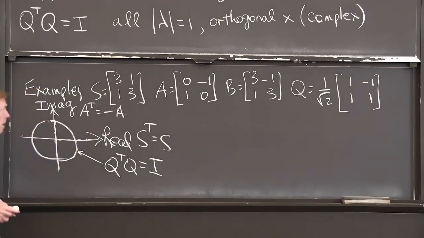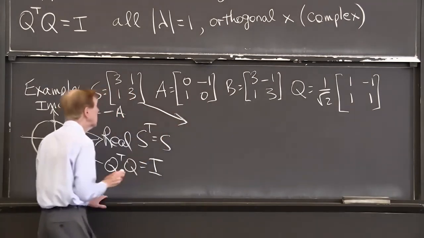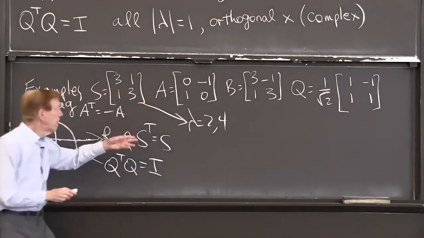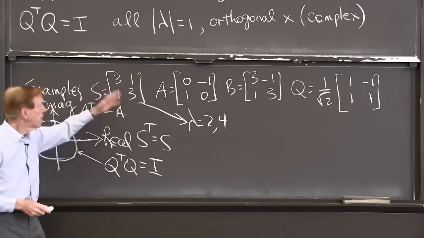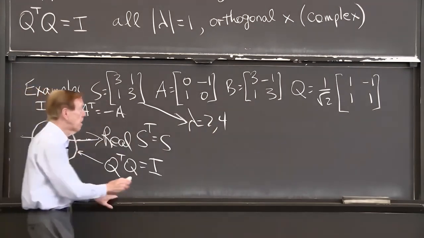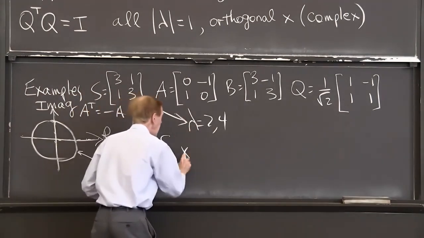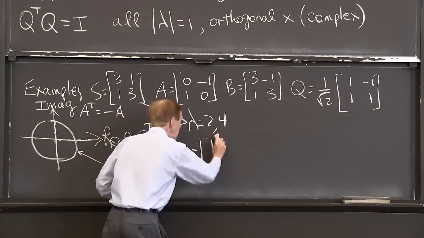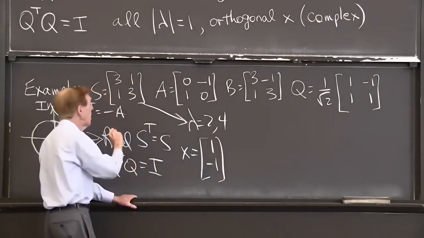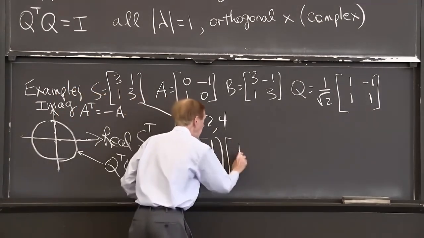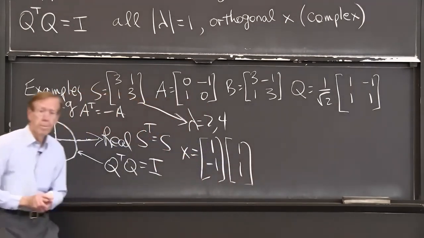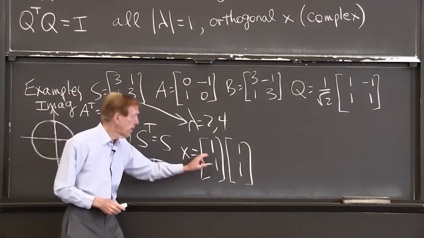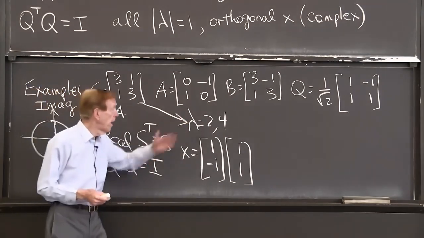Let me find them. Here that symmetric matrix has lambda as 2 and 4. The trace is 6. The determinant is 8. That's the right answer. Lambda equal 2 and 4. And x would be 1 and minus 1 for 2. And for 4, it's 1 and 1. Orthogonal. Orthogonal eigenvectors, take the dot product of those, you get 0, and real eigenvalues.